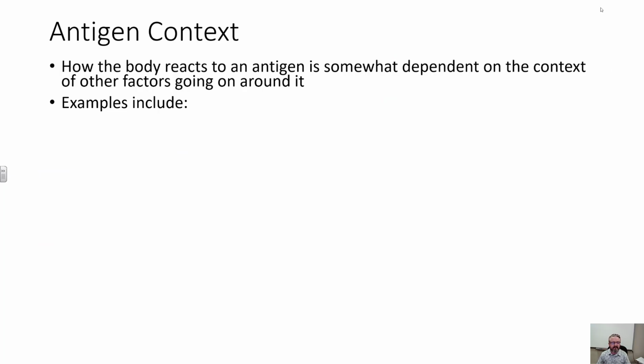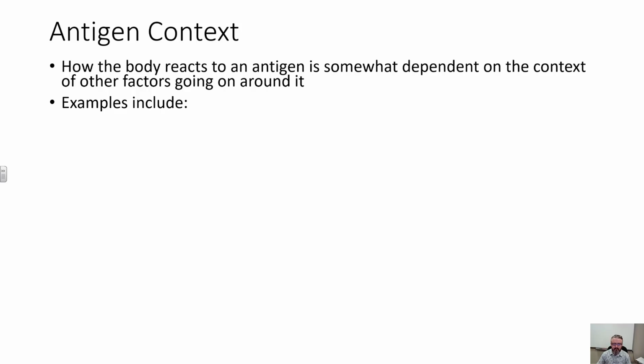And the last thing here to round this out is that the body becomes complex in terms of how it responds to an antigen, in the sense of antigen context. Where our immune system starts to get really difficult to track is that the way it responds to an antigen is somewhat dependent upon the context.